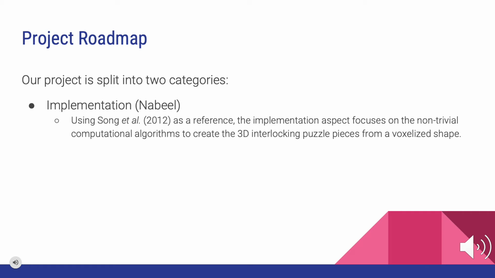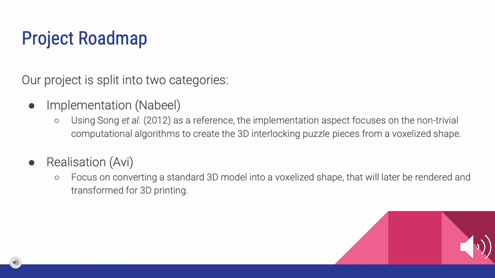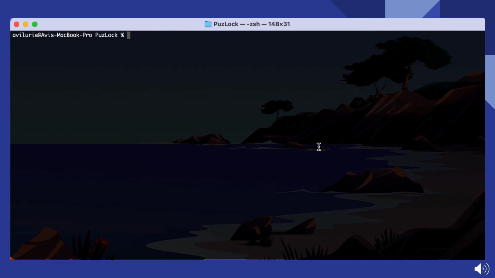We use this algorithm as the foundation of our study, which is split into two categories. The first of which is the implementation of the puzzle generator, which is able to extract 3D puzzle piece breakdowns from a given voxelized input. The second is the realization, which focuses on the voxelization component as well as rendering and shrinking for 3D printing.